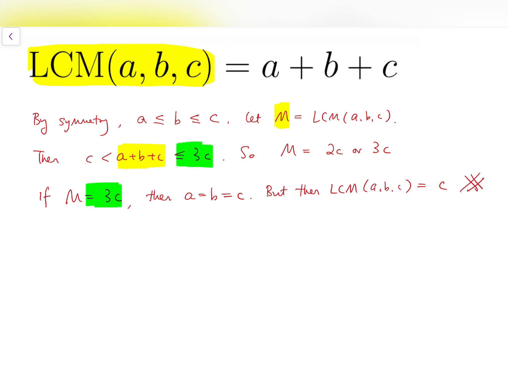Then we move on to the next case, which is that if this big M is actually 2c, then because it's also the sum, I can say that a plus b equals c. Or equivalently, big M is 2 times (a plus b). Now I'm going to establish another bound on 2 times (a plus b) using our assumption.